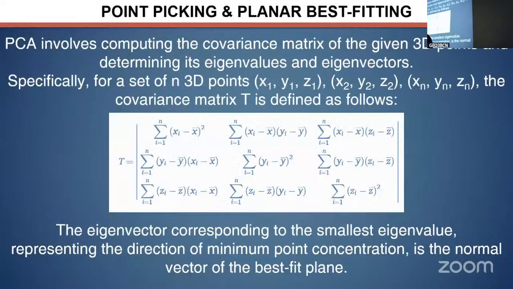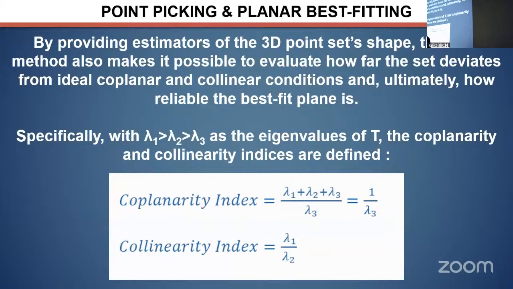Well, a little bit of math. The principal component analysis is rooted in this matrix, which is called the covariance matrix. It's not that complex. We diagonalize this matrix to extract the eigenvectors and eigenvalues, and essentially we use the eigenvalues to define the so-called coplanarity index and collinearity index.